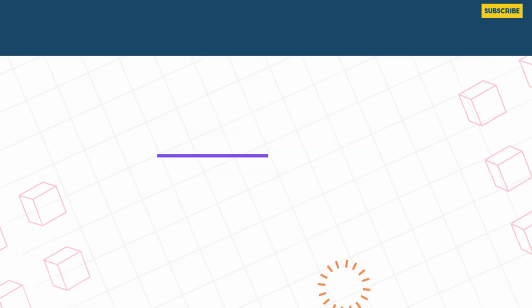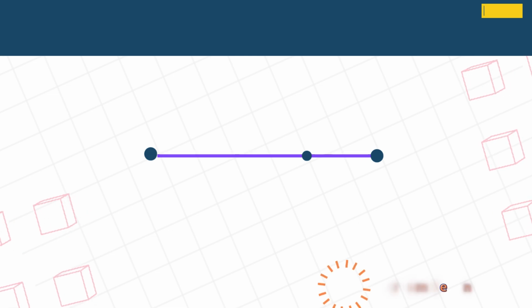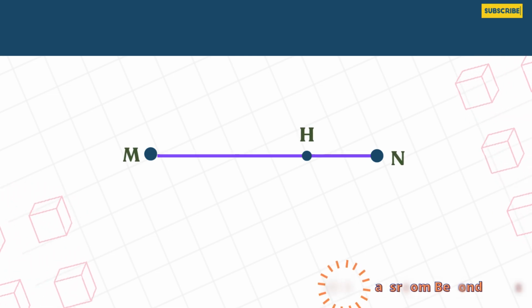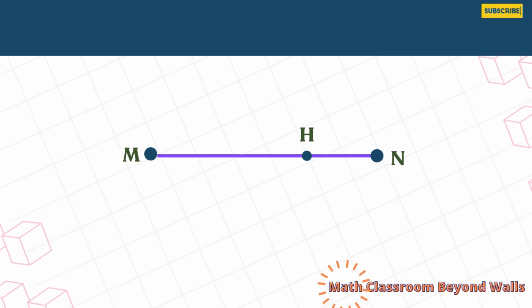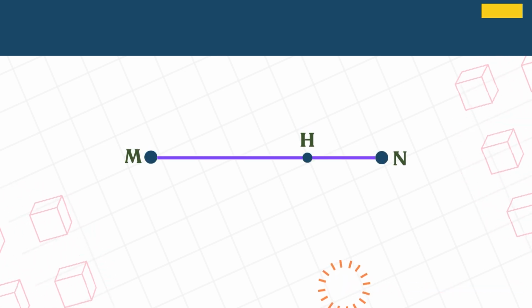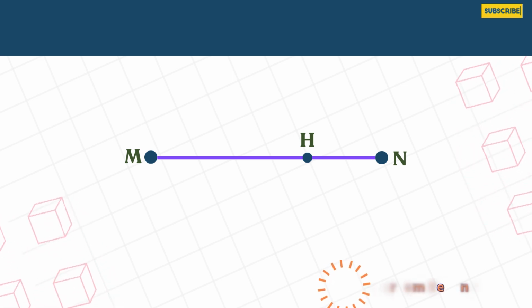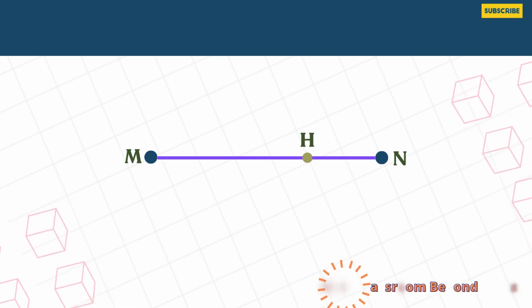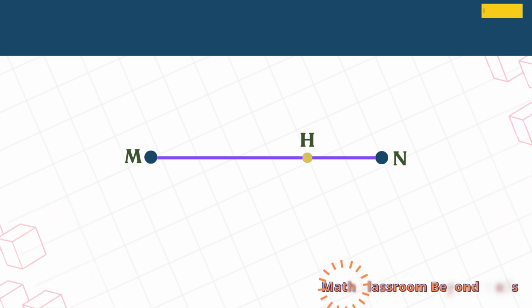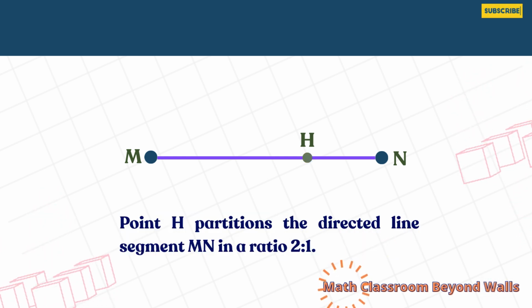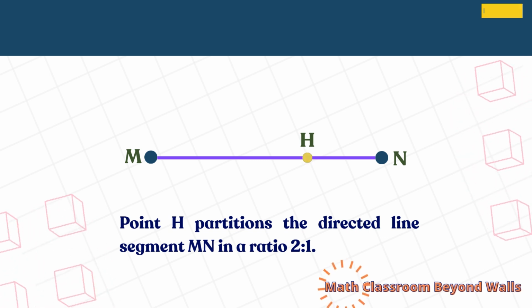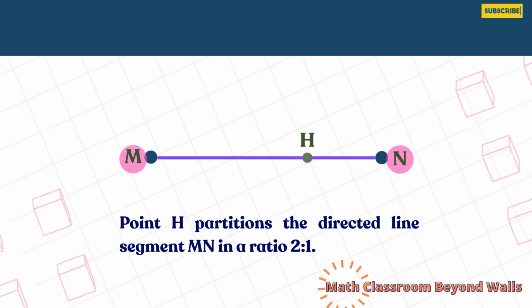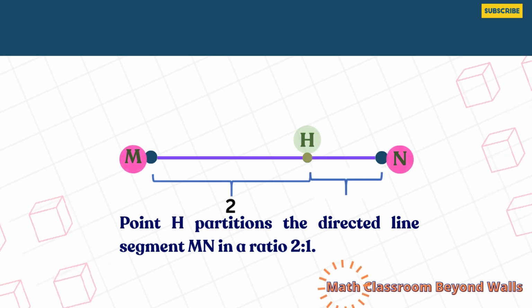The word partition means divide into a certain ratio. To do this, we have to look for a partition point that will exactly divide the directed line segment with a given ratio on the coordinate plane. Let us look at this diagram. Here, point H partitions the directed line segment MN in a ratio 2:1. What does the ratio 2:1 exactly mean, learners? It means that segment MN will be partitioned into 2 with H as the partition point.